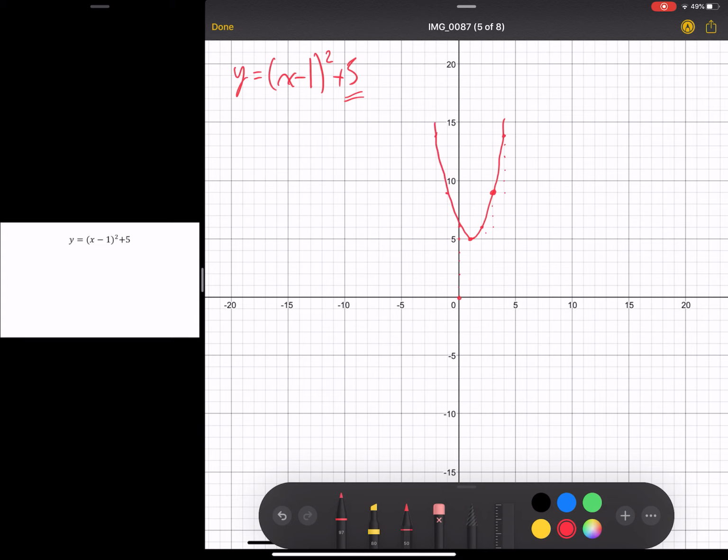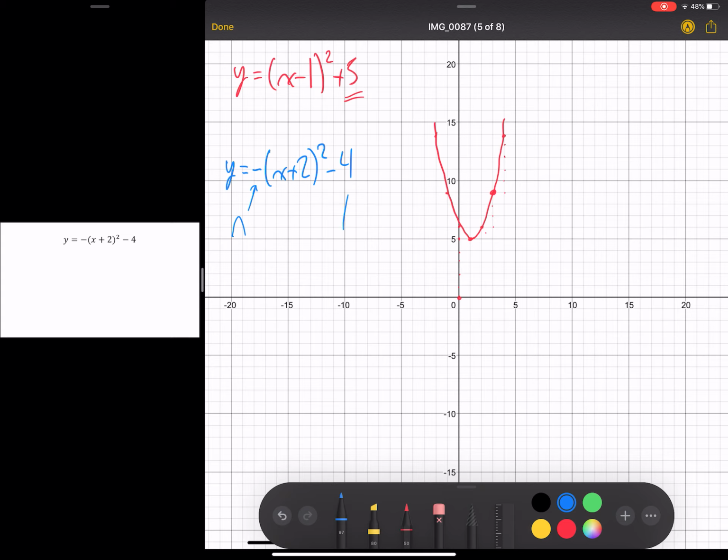That's our first equation. Let's see how that looks. It's pretty much what we got. All right, let's do the next question. We'll do it in blue. y equals minus (x plus 2) squared minus 4. This negative means it opens downwards.